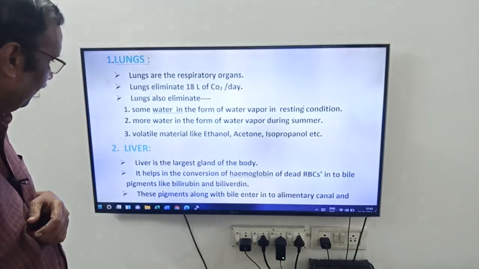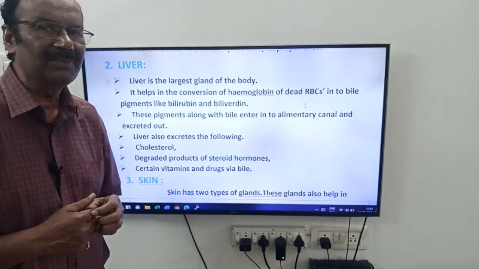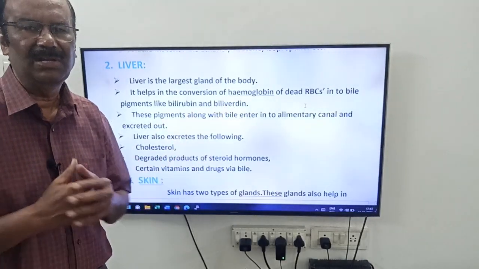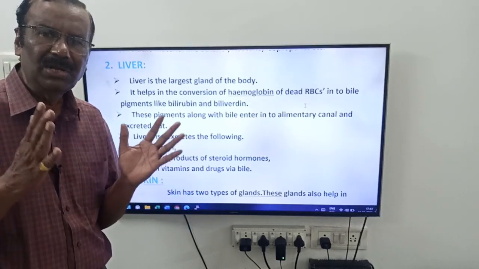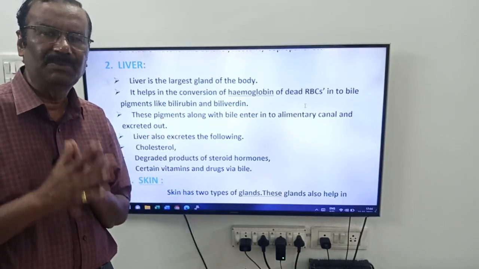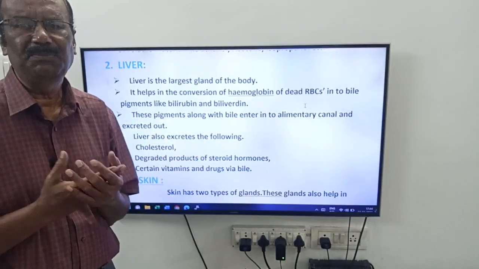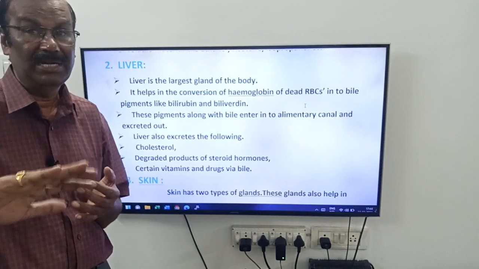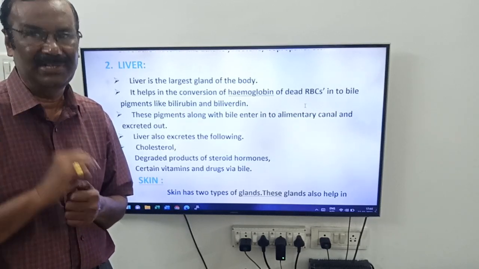Now come to the liver. Liver is the largest gland of the body, out of all glands, both endocrine and exocrine. You have to remember this. It has an important role in digestion, but here you forget about that function. What is the role of the liver in excretion?